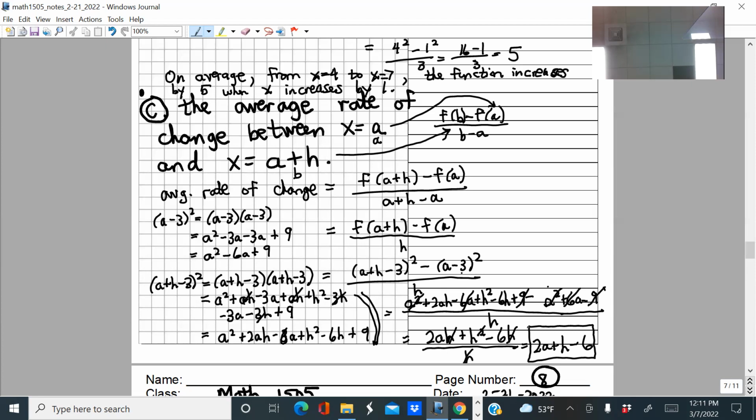Okay. Really the same as the difference quotient. All right. So just a little algebra.